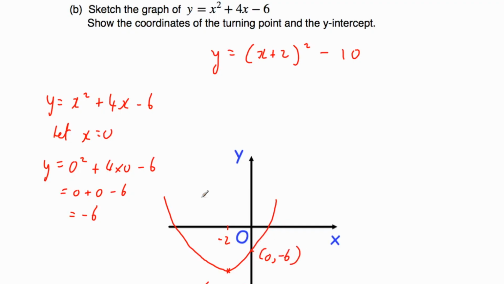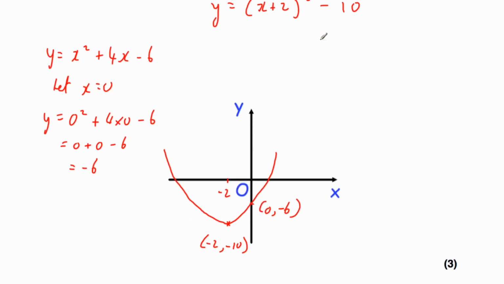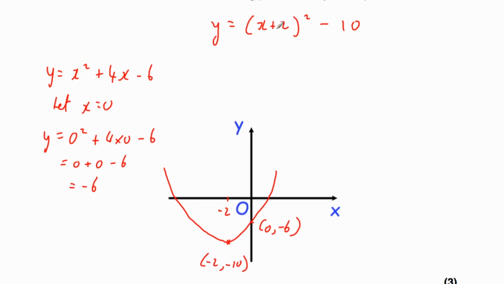And that's it. So that is our graph, that is our sketch of our graph. We start off with the x squared graph, and using our knowledge of completing the square, we knew we were going to translate it 2 squares to the left, and then 10 squares down. So we start off with the quadratic graph, we move it 2 squares to the left, 10 squares down, and it would look something like this.